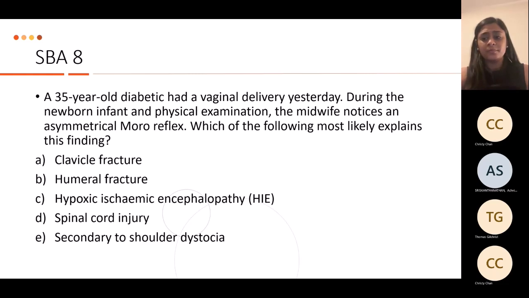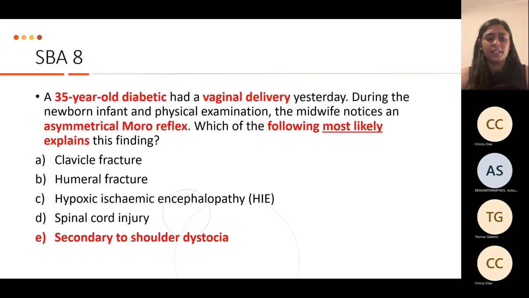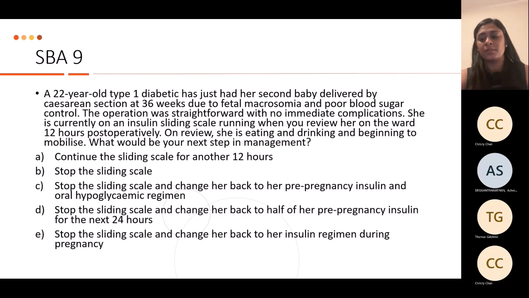Okay, so in this case, the correct answer is shoulder dystocia. This is alluding to one of the most well-known complications of having diabetes in pregnancy, which is the risk of shoulder dystocia. We will talk about shoulder dystocia slightly later on in the presentation, so for now I'll just skip through that. Hopefully that makes sense. So we'll go for the next one.